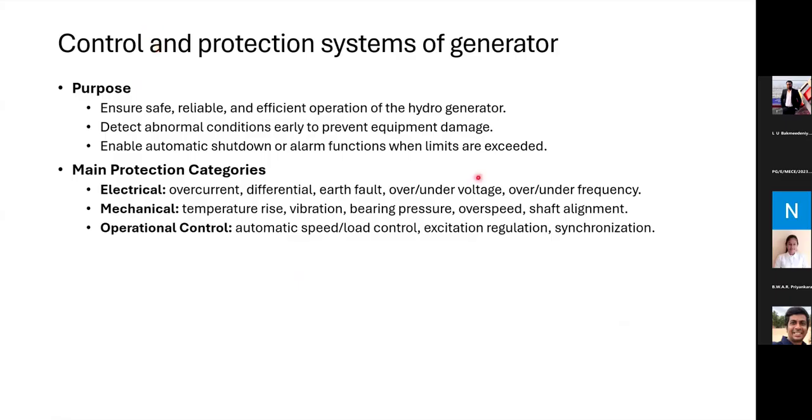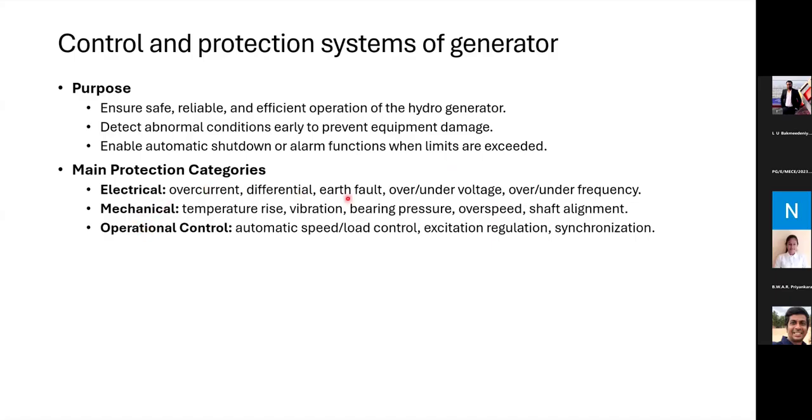So then we go into the other control and protection systems of the generator. They are used to ensure safe, reliable, and efficient operation of hydrogenerators, detect abnormal conditions early to prevent equipment damage, and enable automatic shutdown or alarm functions when limits are exceeded. Protection category-wise, we can divide them into electrical, mechanical, and operational.